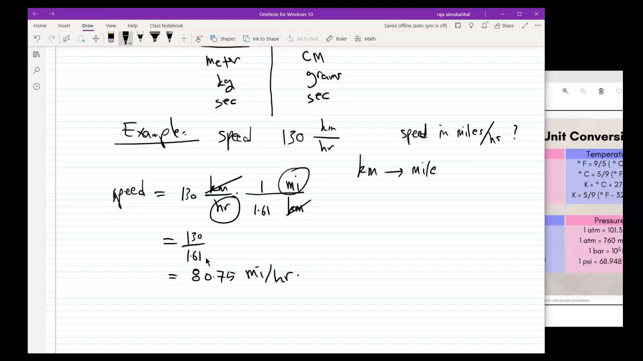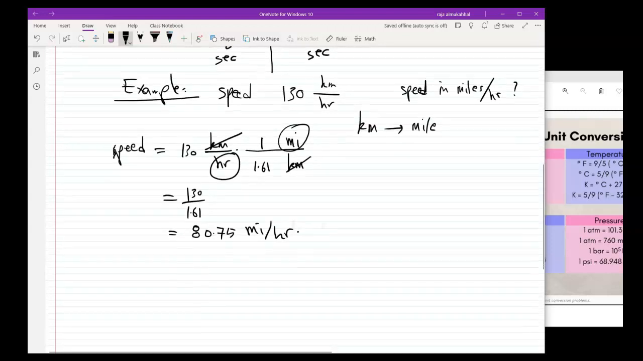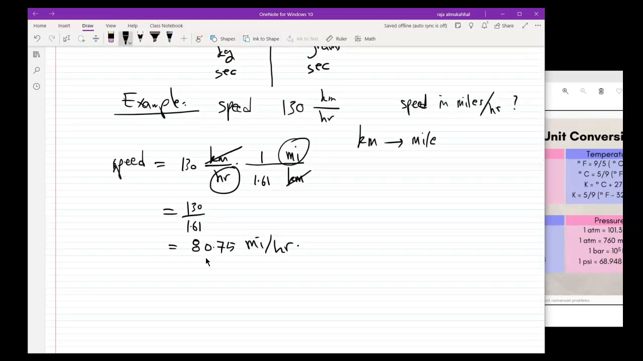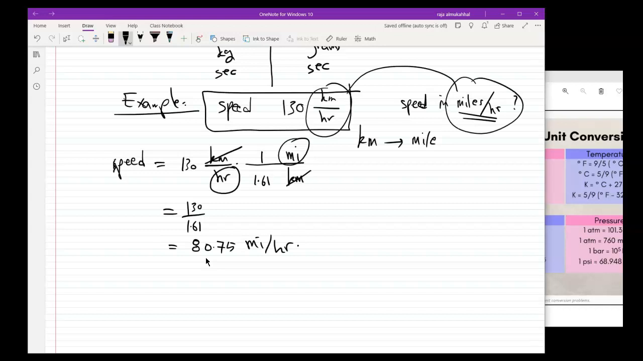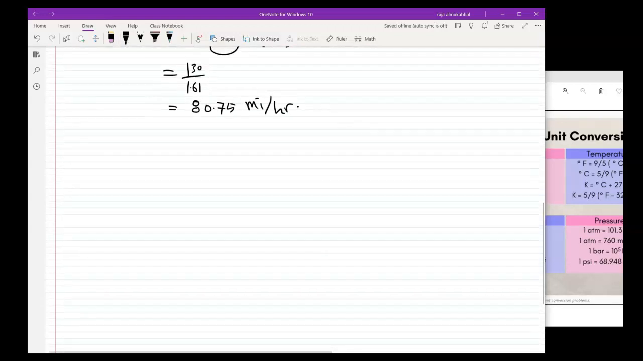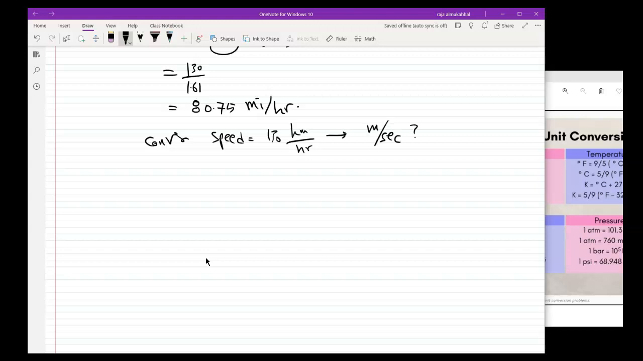I got it. Okay. Another example. Suppose that I have the same speed here, but I'm being asked to find what is the speed in, say, meters per second. So here we converted it from kilometers per hour to miles per hour. Now I want to convert it to meters per second. So convert speed equals 130 kilometers per hour to meters per second. How would you do that?